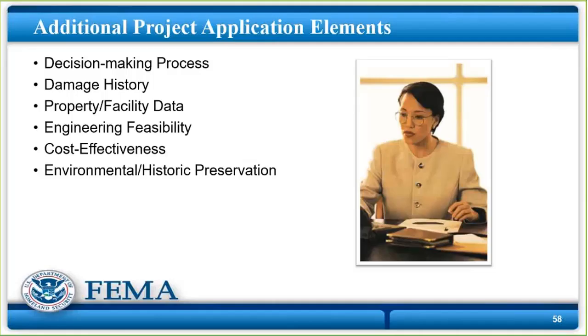So there are some additional project elements that we're going to go through, and we'll talk about each one. The decision-making process: why did you choose that alternative? Remember when I talked about project scoping, document the process that you used, the meetings that you went to, the community meetings that were held, and some of the outcomes of those meetings. That needs to be documented. And why does that need to be documented?